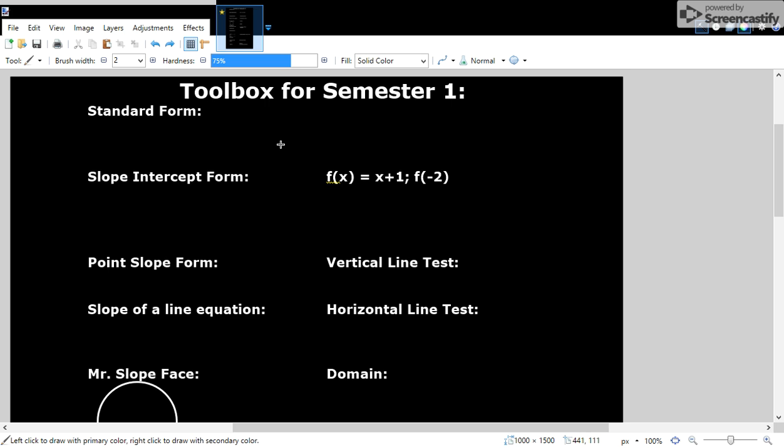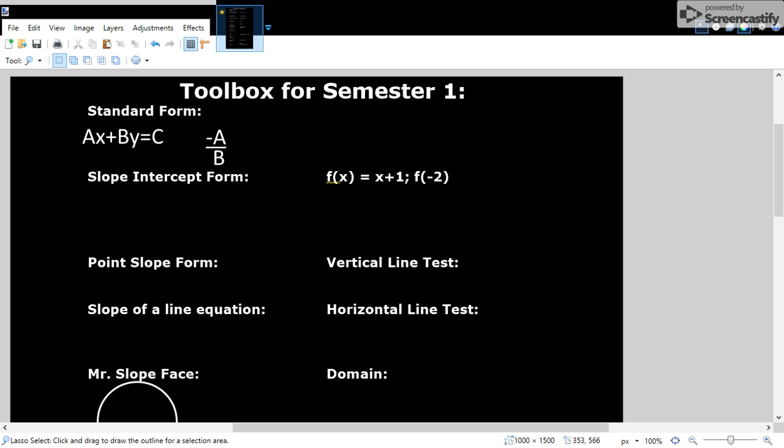This is the toolbox for semester 1. So let's go over the standard form. We have ax plus by equals c, where a, b, and c are coefficients. And negative a over b is the slope of this equation, standard form.